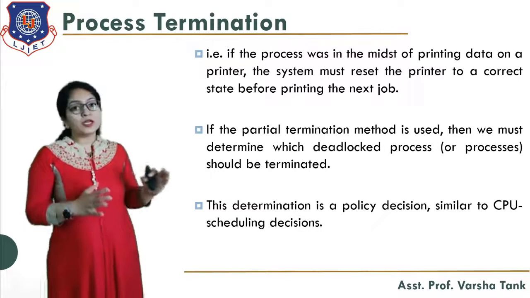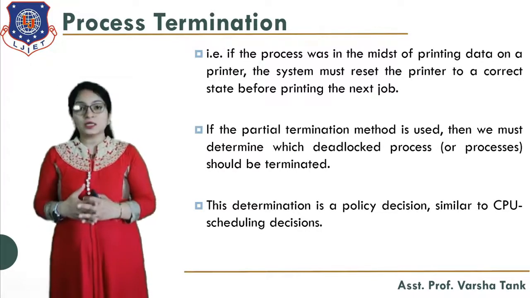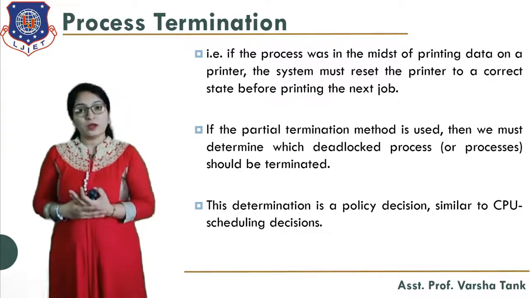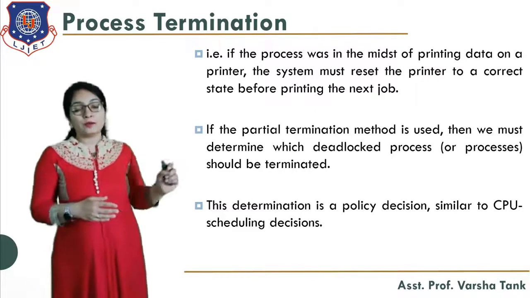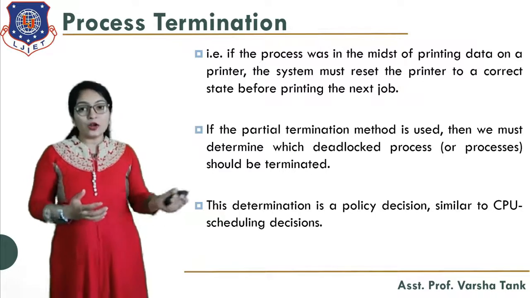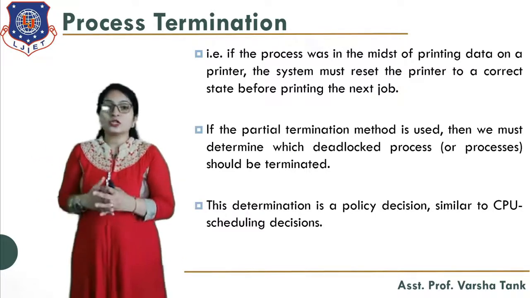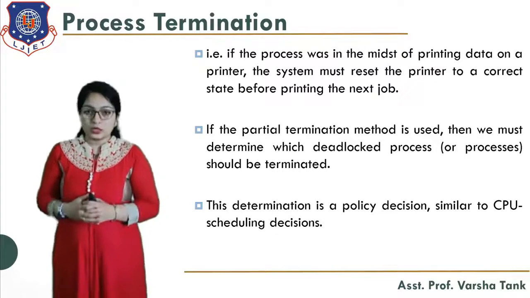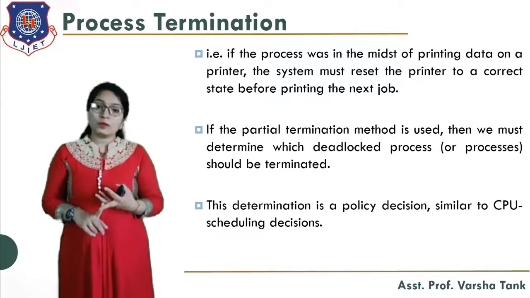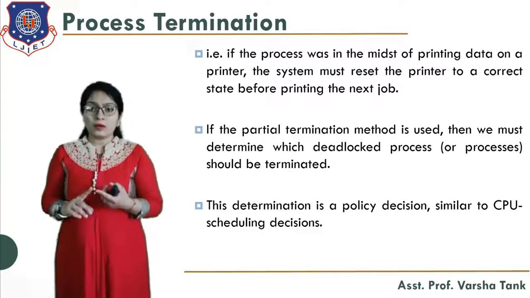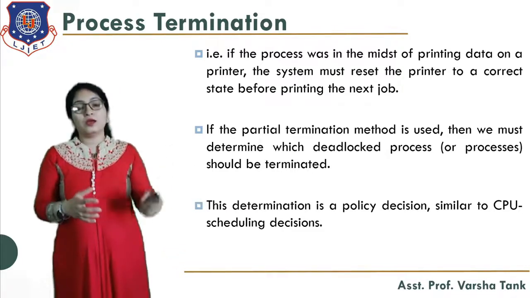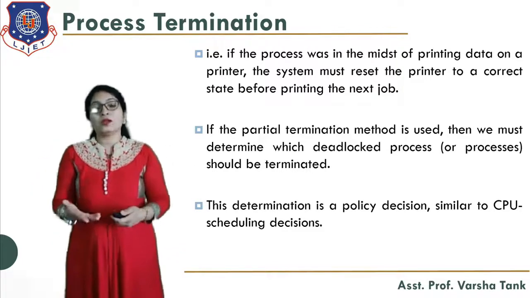If the partial termination method is used, then we must determine which deadlocked processes should be terminated, so that we can break the deadlock. This determination policy is similar to CPU scheduling decisions. You will recall the CPU scheduling we discussed for round robin, FCFS, etc. Whatever the CPU scheduling policy is, a similar policy applies to determine which process should be aborted.